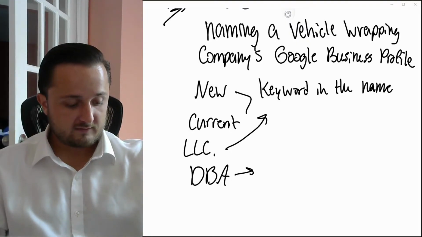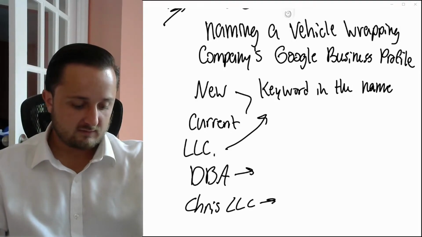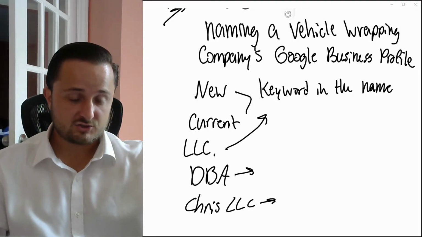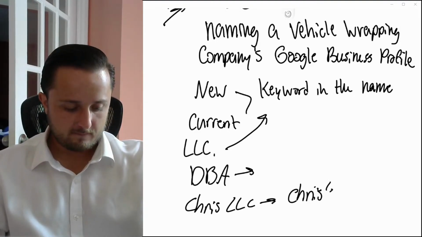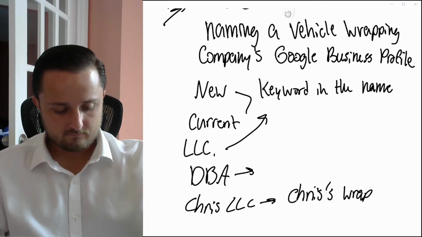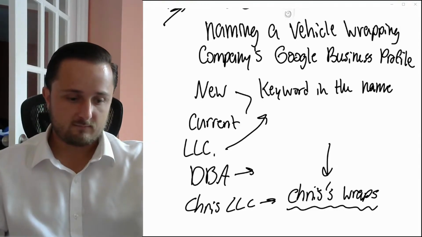So let's say it was my first name and then it was just LLC. I would get a DBA to change it so that it was Chris's Wraps. And then that would be my new name.